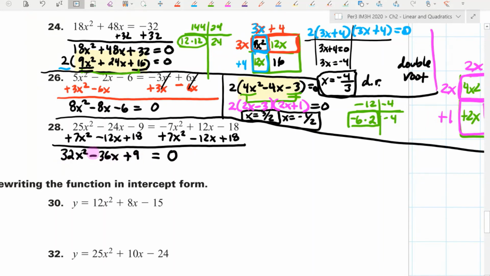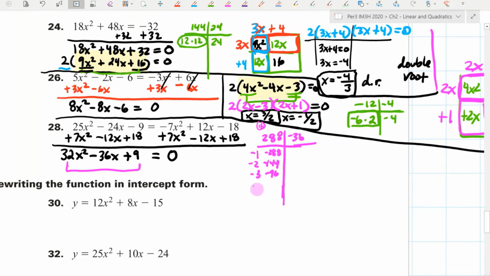So we have to multiply 32 times 9, which is 288. And we need to try to get negative 36. So these are going to both be negative. So negative 1 times negative 288, that doesn't work. Negative 2 times negative 144, that doesn't work. Negative 3, so 288 divided by 3 is negative 96, that doesn't work. And again, if I take the square root of 288, it's 16.7, which means you have to try the numbers all the way to 16.